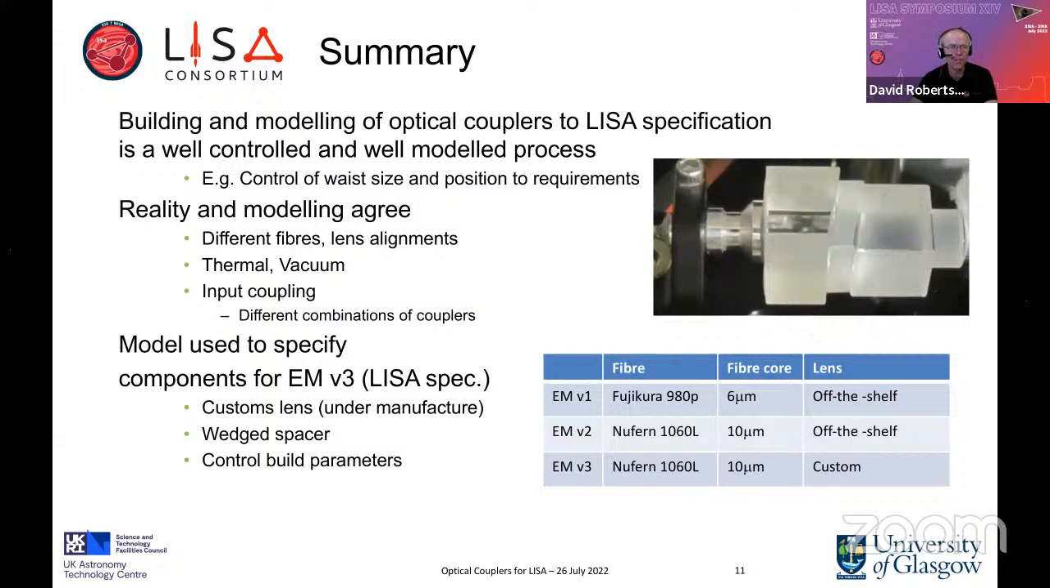So I will finish here with just summarizing the whole thing. I would say that building and modeling optical couplers to LISA specification is a very well controlled and very well modeled process. And having this modeling that's working really well is absolutely critical, because we need that model to specify a custom lens that we'll actually use for the LISA flight. And that's something that we have now specified and is now under manufacture.